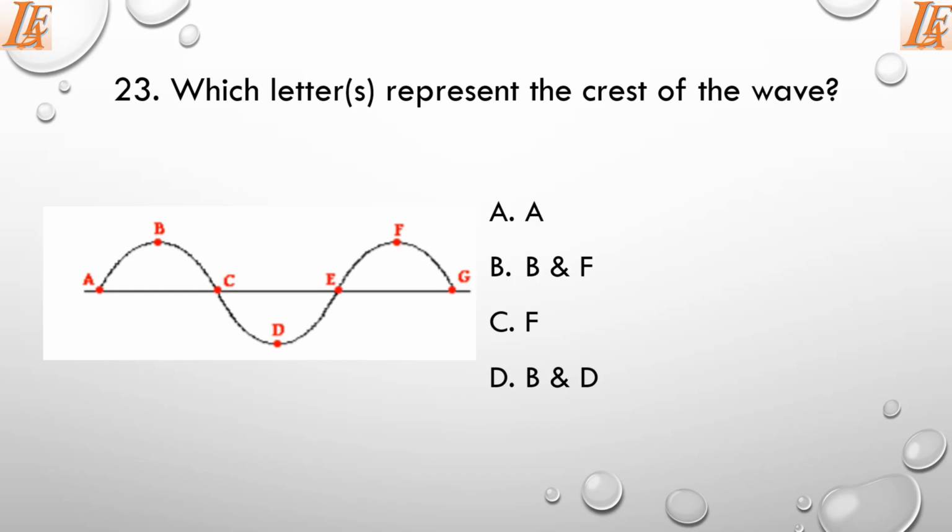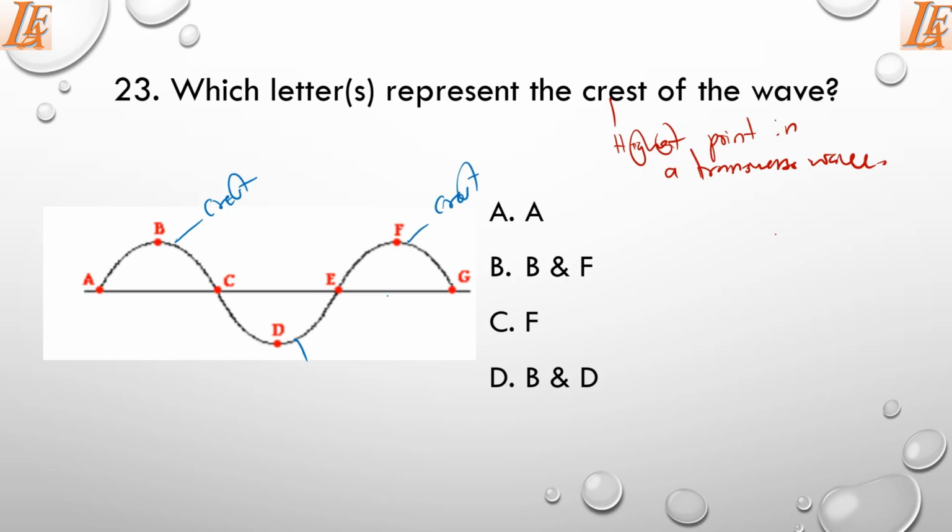Question 23. Which letters represent the crest of a wave? Before we look at the options given, remember a crest is the highest point in a transverse wave. Therefore, let's label the parts of this wave. Here we have a crest. This is also a crest. Then this down here is a trough, the lowest point of a wave. Then this line in between, with A, C, E, and G, is what we call the mean position.